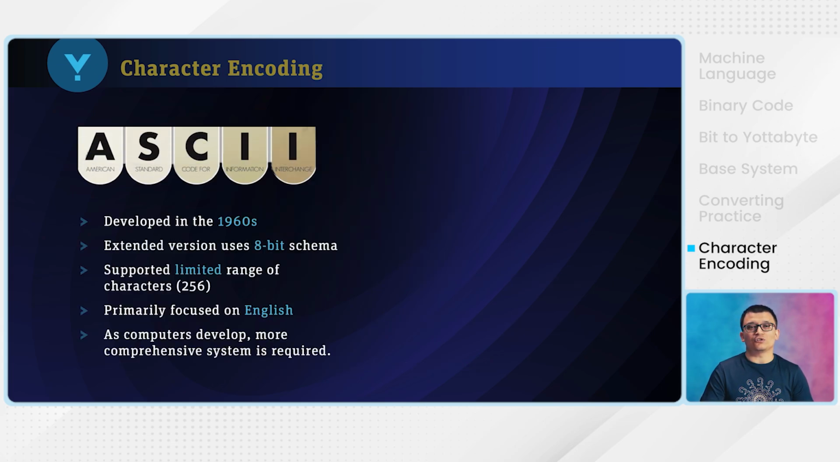Character encoding was developed in the 1960s. ASCII was the earliest character encoding scheme. ASCII stands for American Standard Code for Information Interchange. In short, we just call it ASCII.